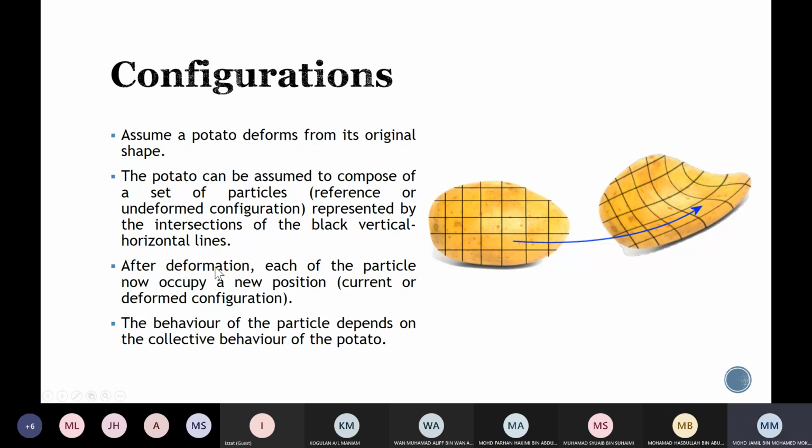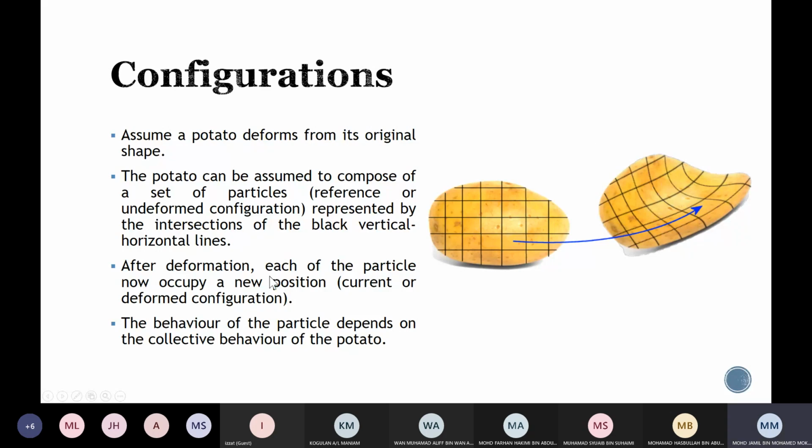After you throw the potato at your friend's head, the potato becomes deformed, or changes in position. After the deformation, each of the particles now occupies a new position. For example, from this position, it now moves to this position. It changes in position. The new positions we call the current or deformed configuration. So we have two types of configurations: the reference configuration and the current configuration, or the undeformed configuration and the deformed configuration.